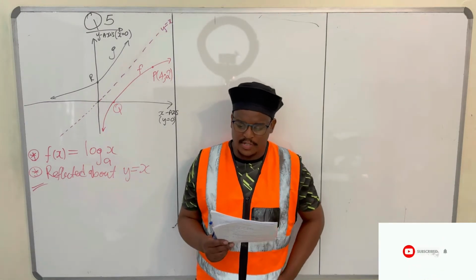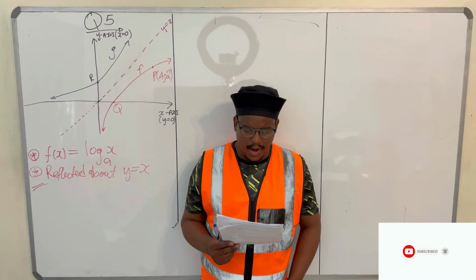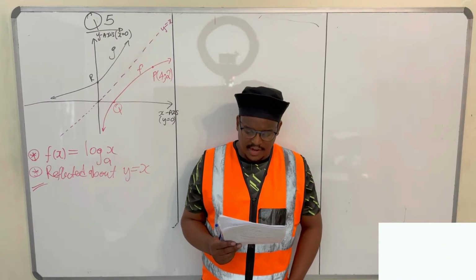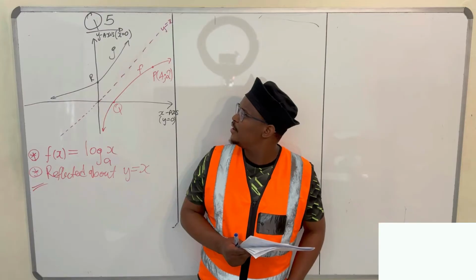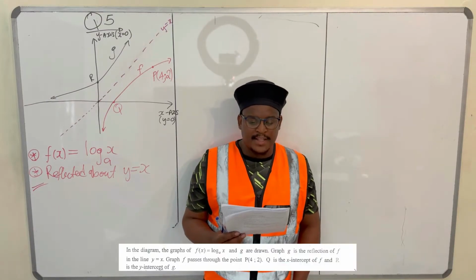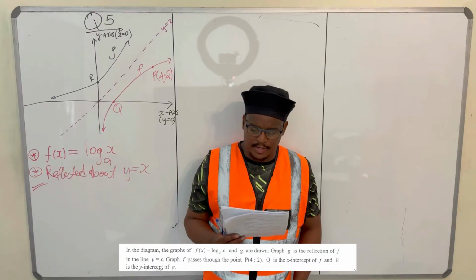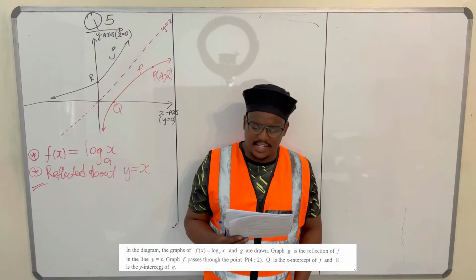So in this video we're doing question 5 of May, June 2024 question paper mathematics paper 1. The topic is functions. I have the exponential function and this inverse here. So let's go. They are saying in the diagram, the graphs of f and g are drawn. G is a reflection of f about the line y is equal to x.